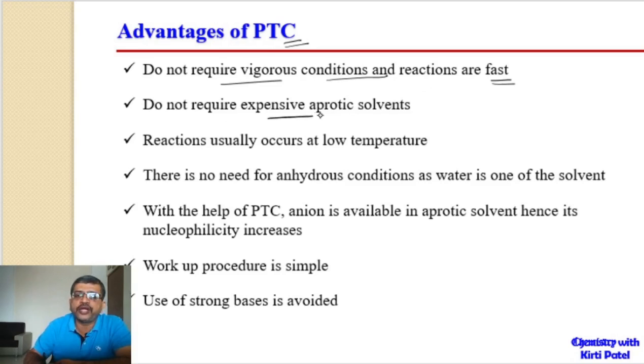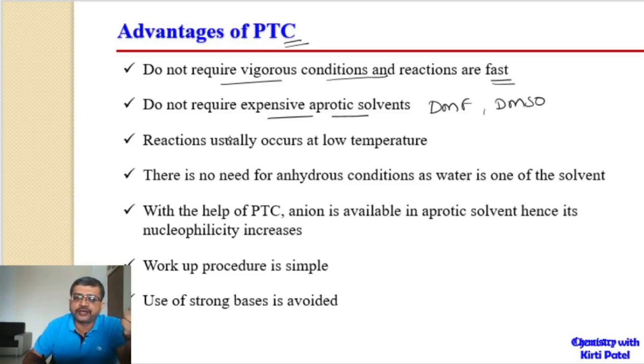Also, it does not require aprotic solvents, which are expensive solvents, for example DMF or DMSO. Dimethyl sulfoxide and dimethyl formamide are highly expensive solvents, so they will increase the cost of manufacturing, and they are also difficult to remove. They have high boiling points, so it is very difficult to remove them after the reaction has occurred. So PTCs have the advantage that normal solvents can be used here, like decane or petroleum ether, or we can even use alcohols and other simple solvents in the reaction.